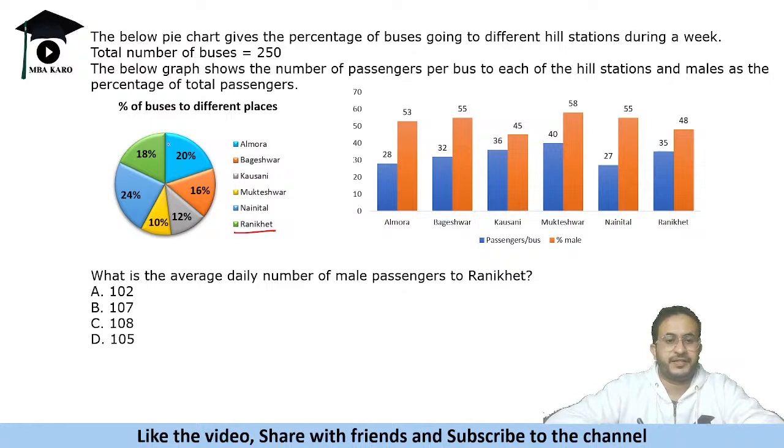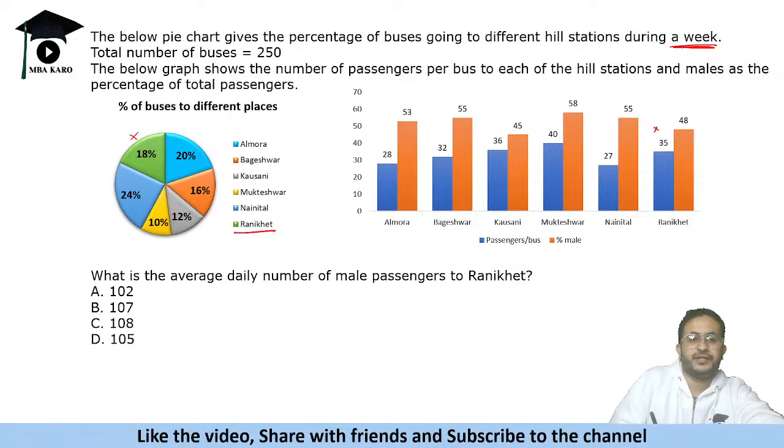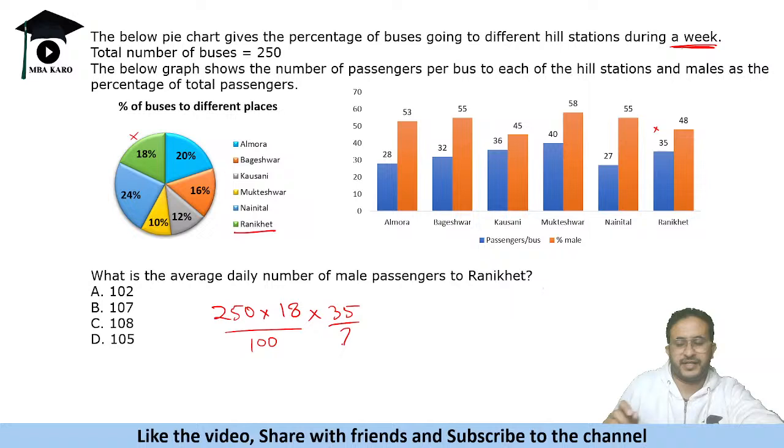अब हमें क्या करना है, राइट? We need to find Ranikhet average daily number of male passengers. So इसे into 18% निकालना पड़ेगा, ठीक है, into 35 buses निकालना पड़ेगा. That is the total number of passengers, and this is a week. We need to find daily, so we need to divide by 7. बेसिकली क्या है, 250 into 18%, into 35 divide by 7, ये निकालना है हमें.